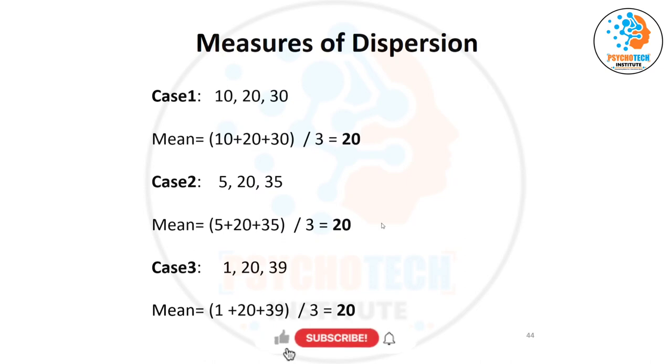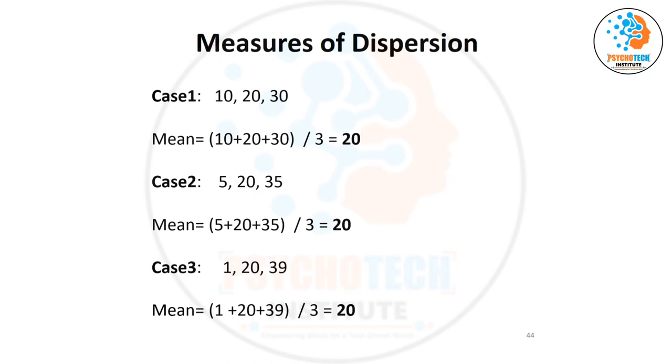Okay. So now see, in this example, the mean is 20, 20, 20. If I say the mean is 20, everyone will have the same idea. If I'm not showing you the data, and just say there are three groups of people, the first group mean is 20, the second group mean is 20, the third group mean is 20, you will get an idea that all the groups are almost the same. Normally you will think that. But if you see the data here, there is a huge difference.